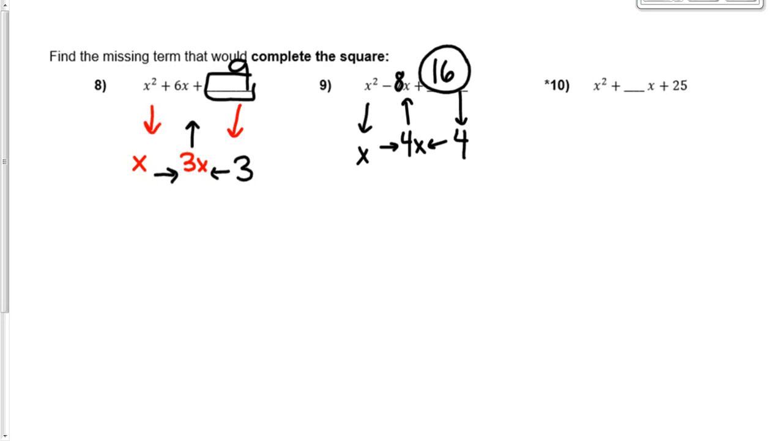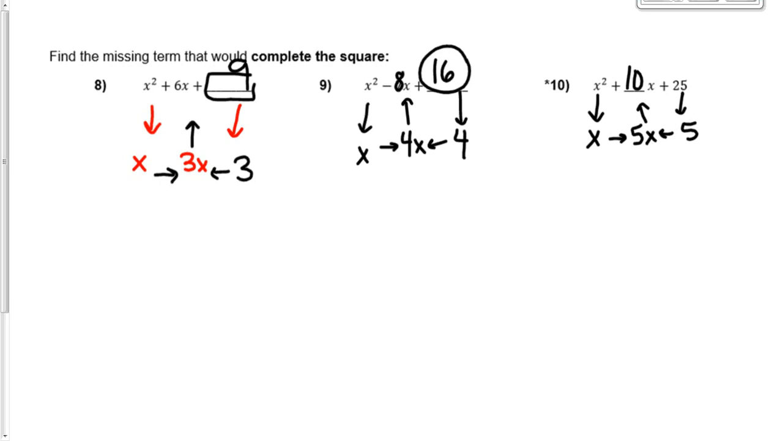Okay? So look at number 10. Very similar. This time I want the middle term. So these two things, we square root, so we get x and 5. They come together on the inside to make 5x. And they double, and it would be a 10x.